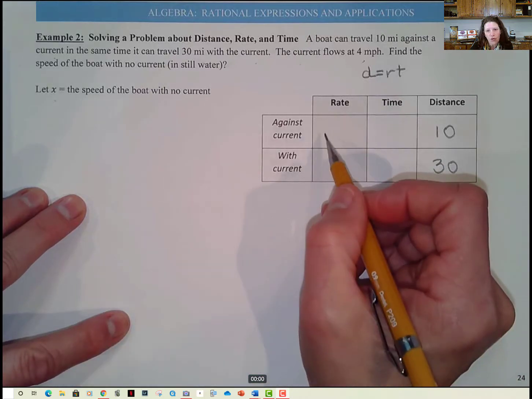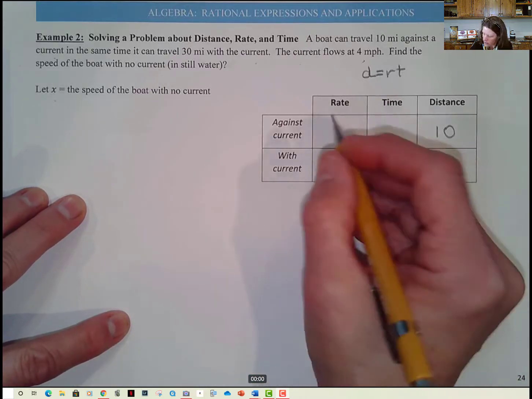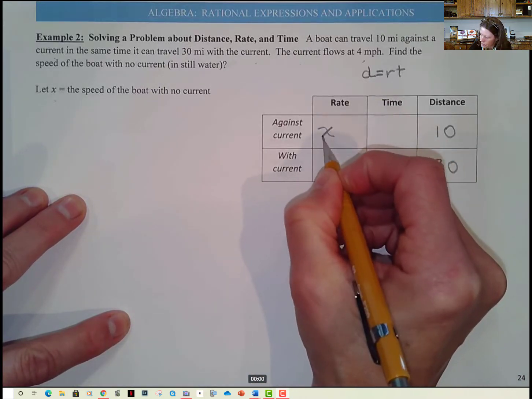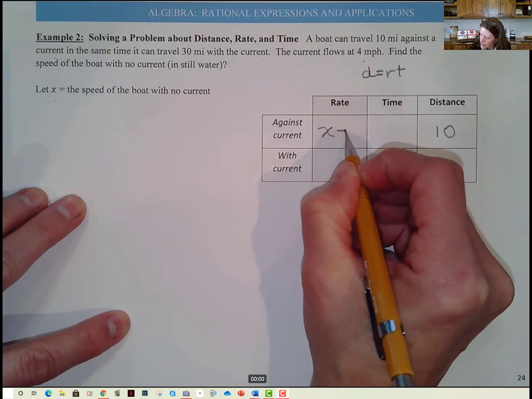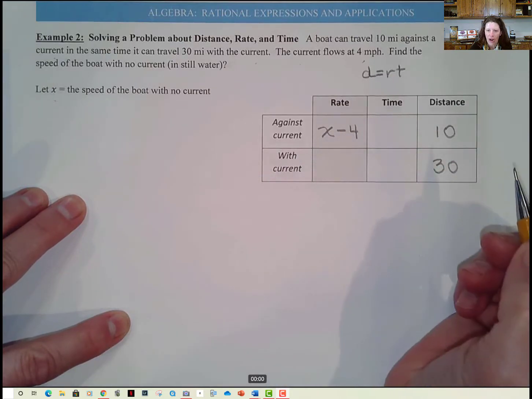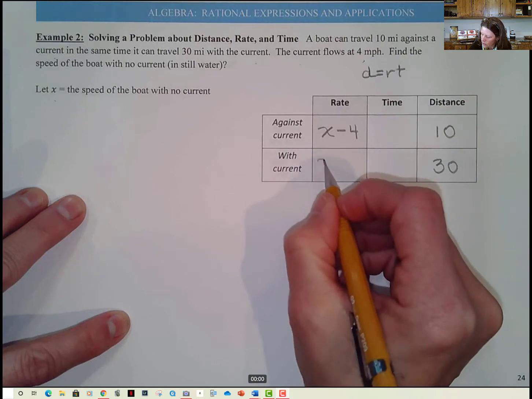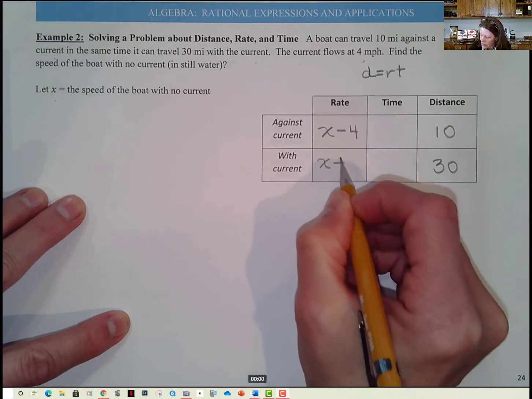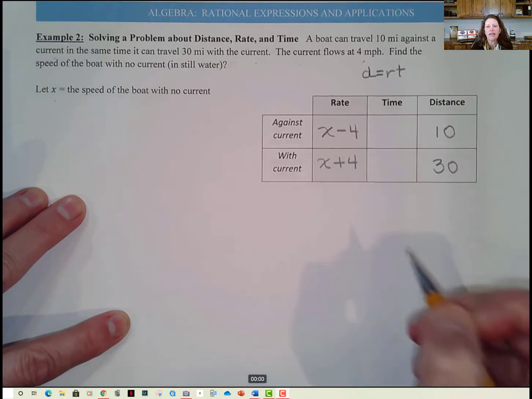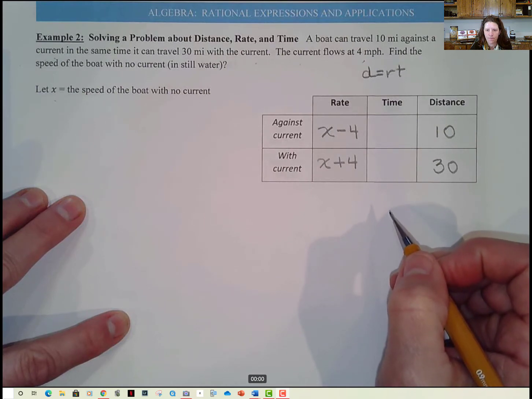Now, as the boat travels against the current, it is the speed of the boat minus the current, 4 miles per hour. But with the current, the boat travels faster. It travels its speed plus that speed of the current.